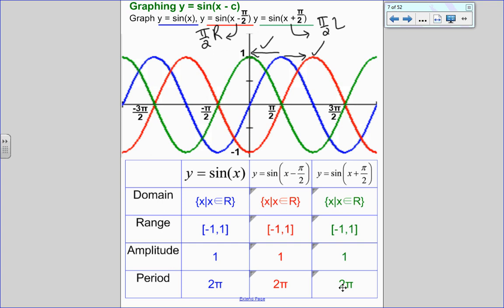So if all of those things are the same, what's the thing that's different? Well, if I look at this, the thing that's different is the starting point. See how this is where I'm supposed to start? But here's where I'm starting for the red graph. Here's where I'm starting for the green graph. Also, it looks like all of the x-intercepts have changed as well.